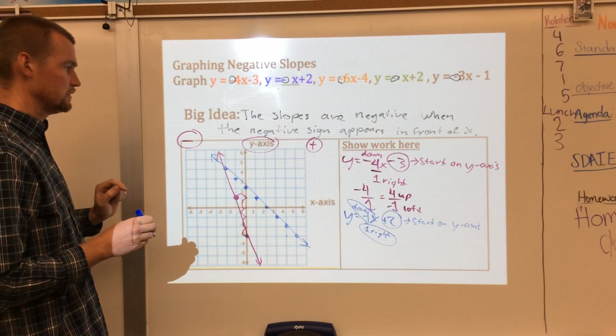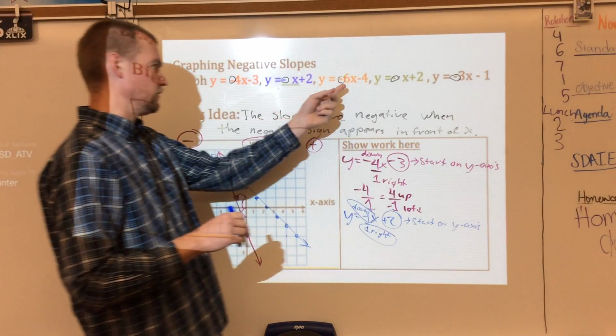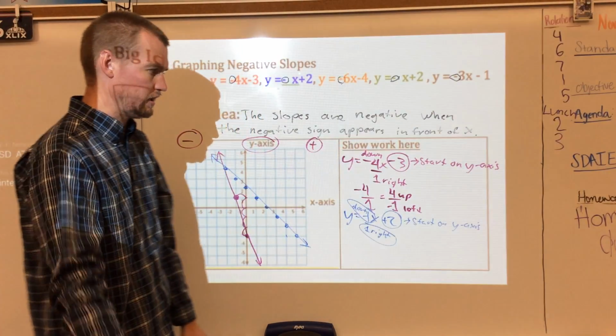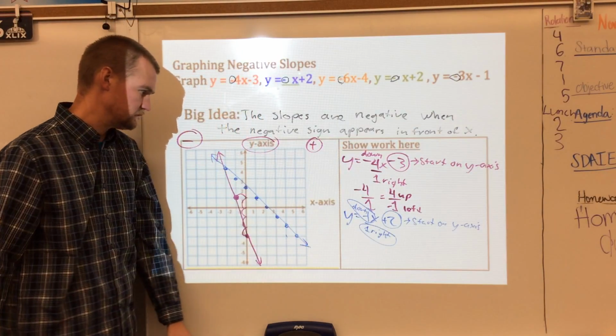Perfect. The orange, the green, and the black equations are for you to graph. Take a look at your notes. That should help you out.